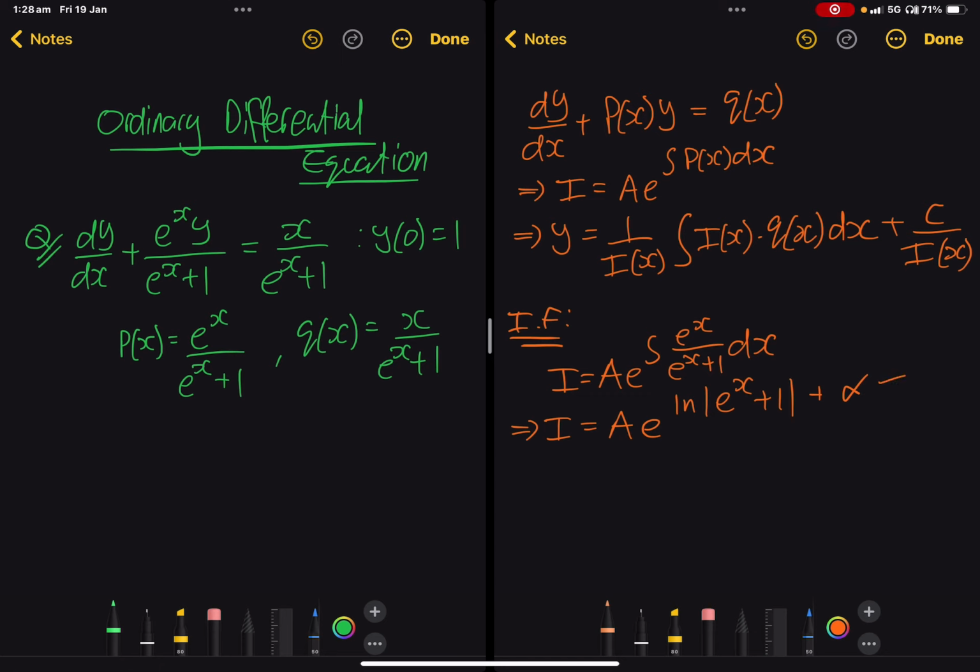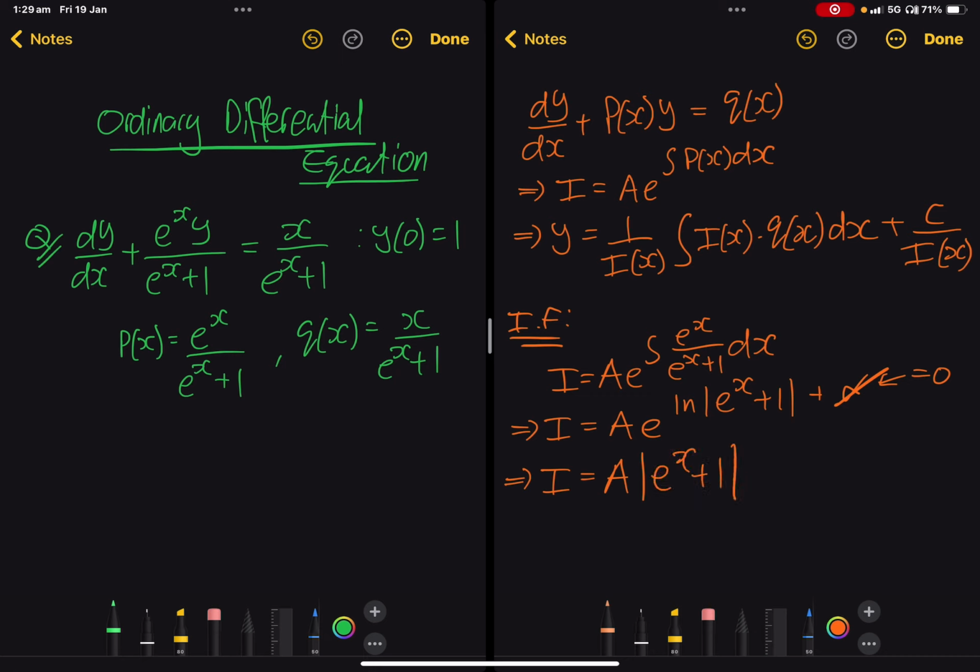Now this constant really we're just going to make equal to 0, because if we expanded this we would have a times e to the alpha times e to the natural log. This is all just a constant. So a, e and alpha are all just constants anyway. So we're just going to let the alpha be 0 and we're going to leave the a out the front. So this just goes away. So this means I is equal to a times e to the natural log. Well, e and e to the natural log, they cancel out. So this is just a times the absolute value of e to the x plus 1.